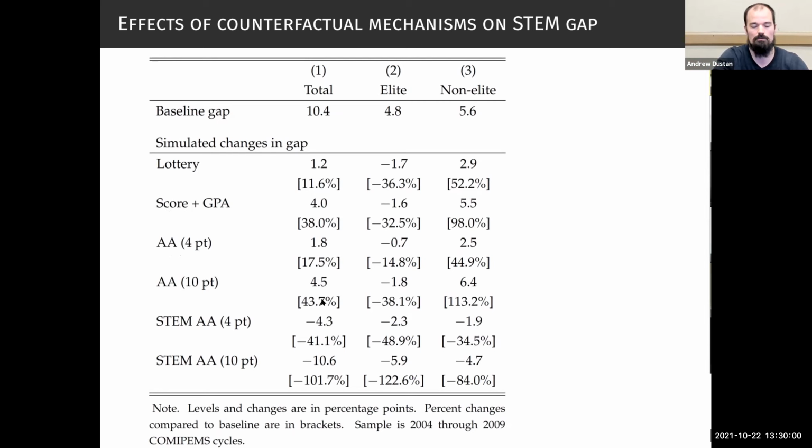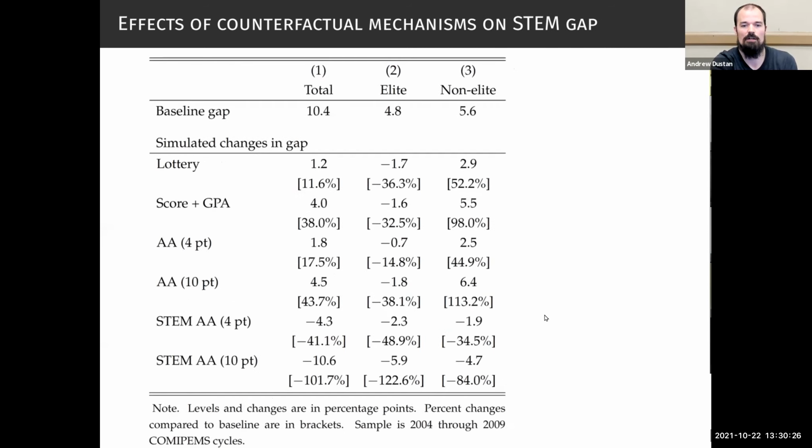You end up widening the STEM gap substantially. The only way to close the STEM gap that we think is feasible within this deferred acceptance mechanism is to give females affirmative action, but only at STEM schools. When you do that, it's possible to fully close the STEM gap, although you can't fully close the non-elite STEM gap.